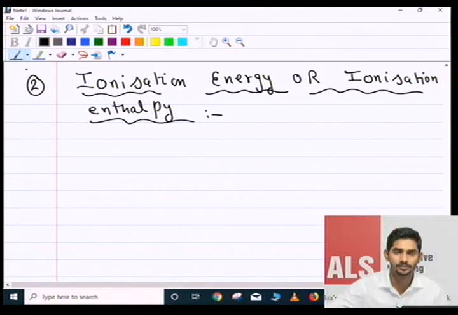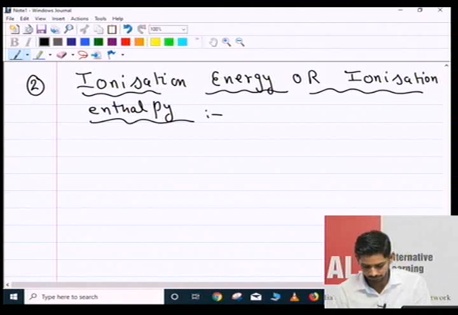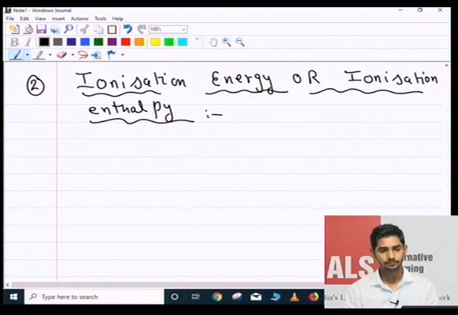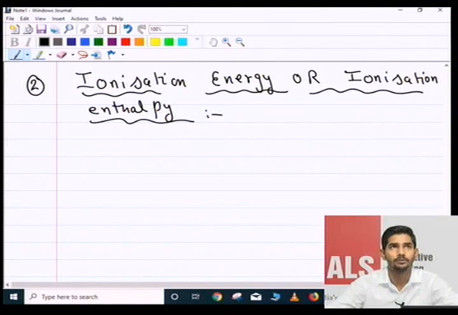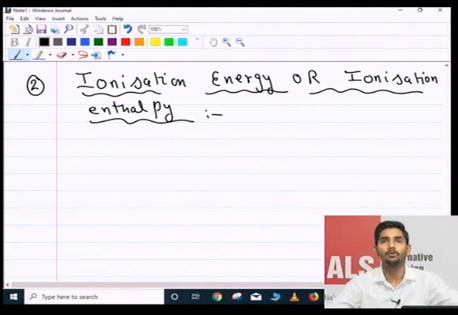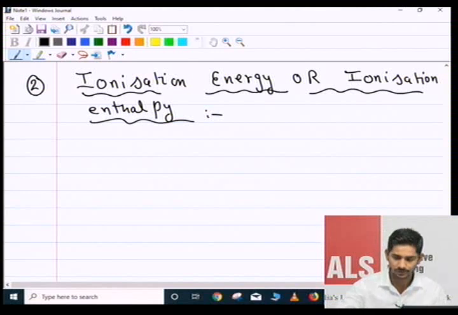So guys, first of all, understand the meaning of ionization. Whenever you remove an electron from a species, the energy supplied by you to remove that electron is known as what? Ionization energy. Ultimately, the energy to convert that particular species into an ion is known as ionization energy.